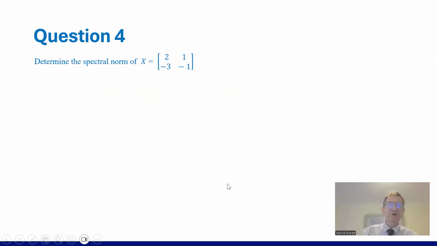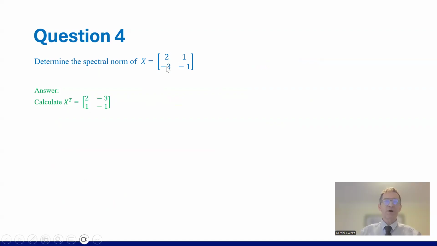Okay, pretty straightforward. Question 4, last question, very last question. Determine the spectral norm of x equals [2, 1; -3, -1]. Just a random selection there of a matrix. I just want you to really know what the steps are. So calculate x transpose.